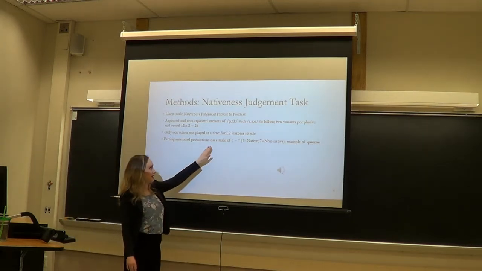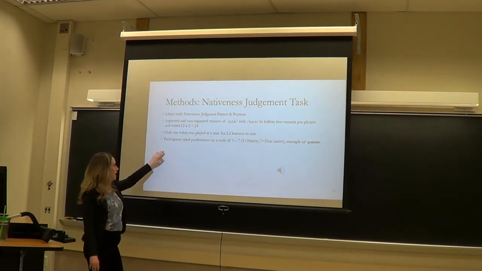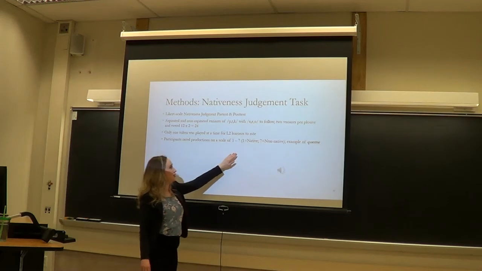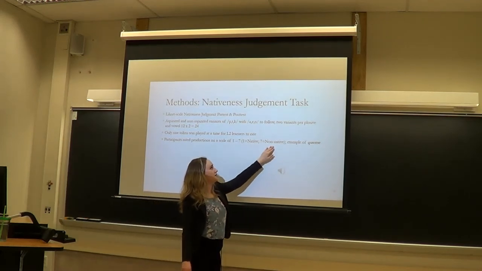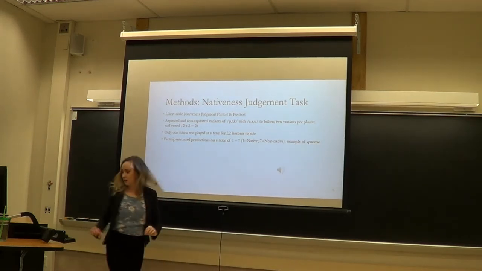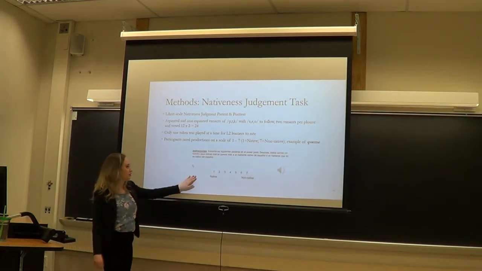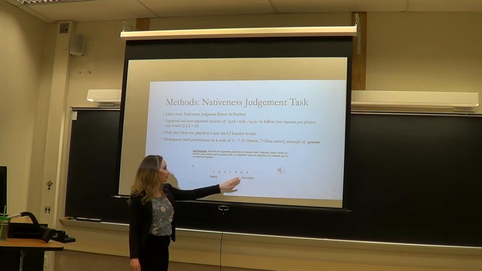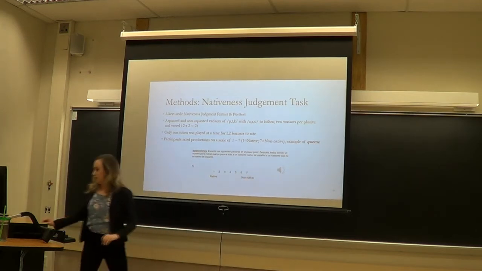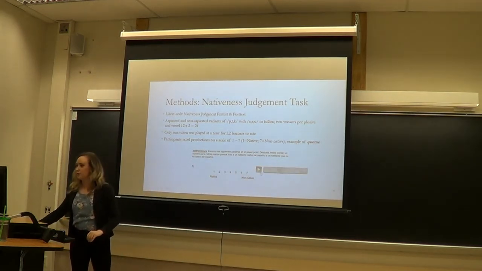Only 1 token was played at a time for the second language learners, and they were asked to rate on a scale of 1 to 7, 1 being native and 7 being non-native. So here I have an example of what their sheet looked like. So again, 1 is native, 7 is non-native. And then here's an example of what they heard for the word keme.